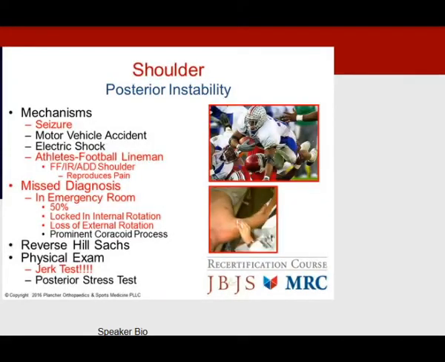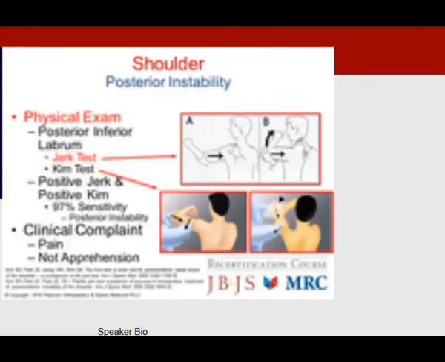Posterior instability is more unusual. It comes with patients that have seizures, perhaps a motor vehicle accident, or a football lineman with his arms straight out in forward flexion, internal rotation, and adduction. Unfortunately, it's missed many times in an emergency room. The patient will present with a locked, internally rotated arm and loss of external rotation, and we need to help our colleagues to diagnose this with a good X-ray to understand the reverse Hill-Sachs will be present. And on physical exam, one can see a jerk test for posterior instability.